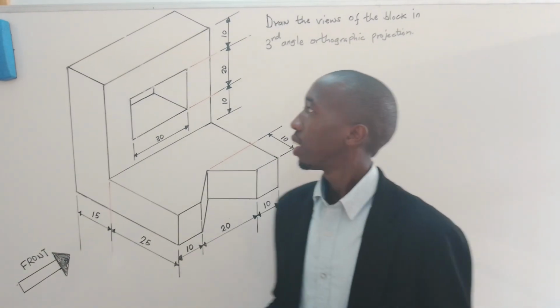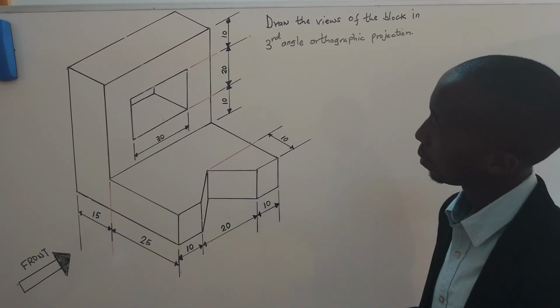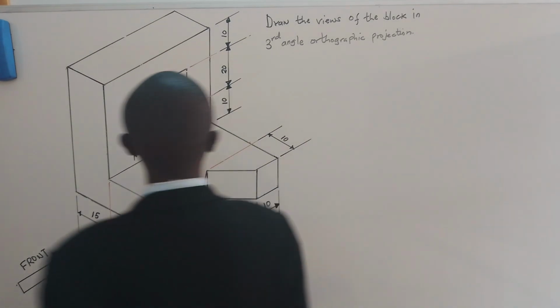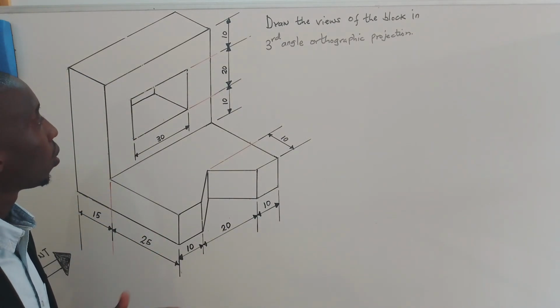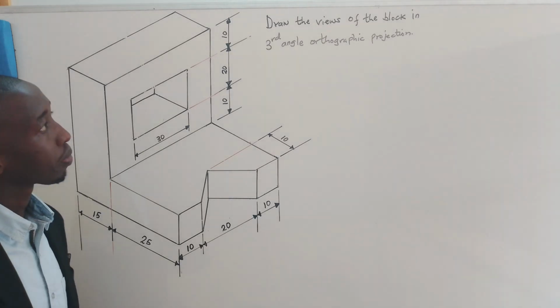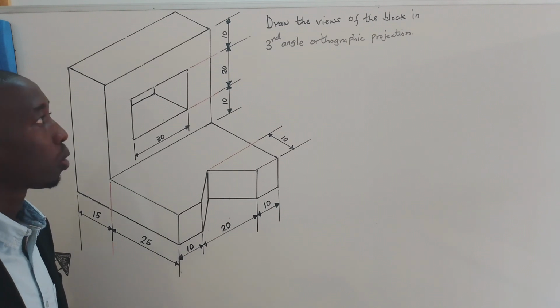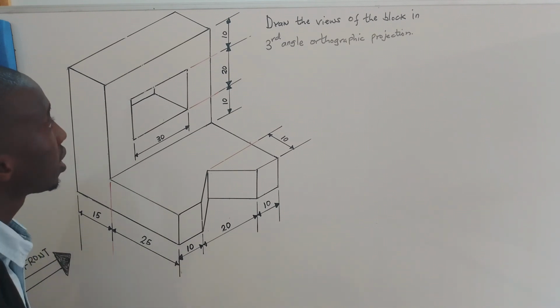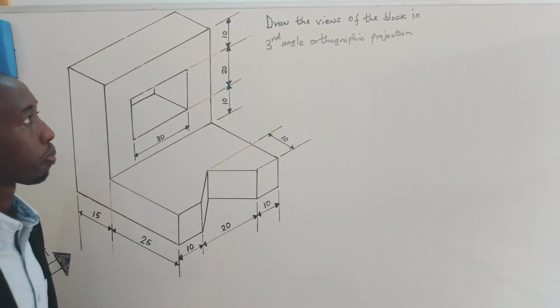Welcome. In today's lesson, I have drawn a very simple object, and this object is in either oblique or isometric. Now for us, we don't care if it is in oblique or isometric. Our main work here is to convert this block into third angle orthographic projection. Now the question says, draw the views of the block in third angle orthographic projection.